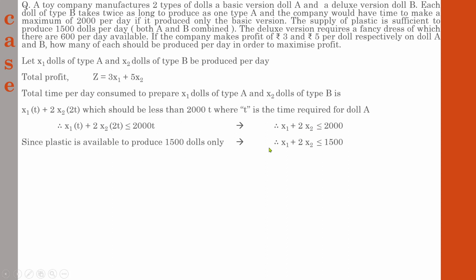Next one, it has been mentioned that there is a capacity of 1500 for producing both the dolls. So they can't go beyond 1500. They have to either bring it to 1500 or less than 1500. That is why they are using the less than or equal to sign. And finally, next one, it is mentioned that the fancy dress material for doll B is available for producing 600 dolls per day. With regard to the second doll, x2, x2 is less than or equal to 600.